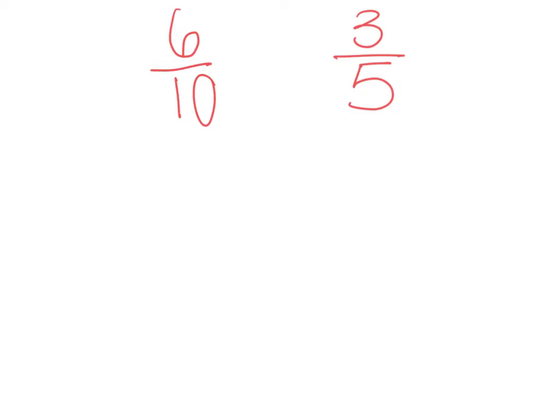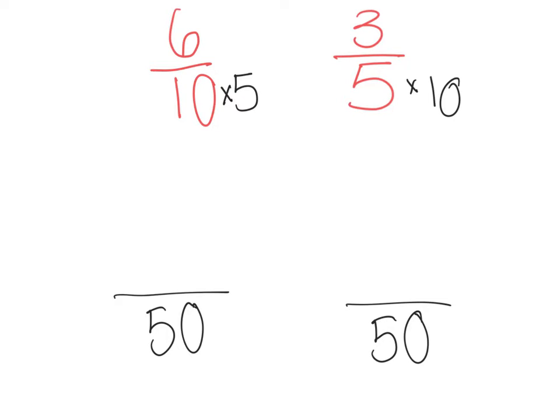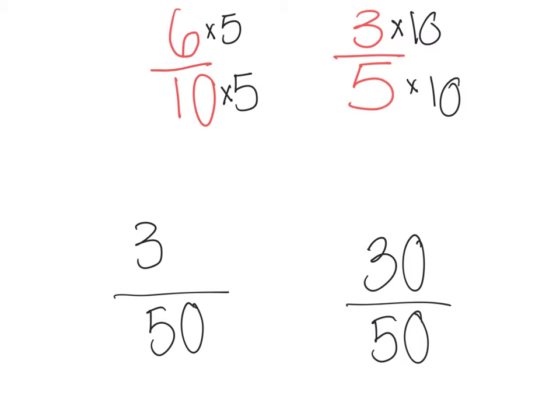Next, we have 6/10 and 3/5. So I'm going to go ahead and multiply by the opposite denominator to get a common denominator. So 10 times 5 and 5 times 10, which gets us a common denominator of 50. Now I have to go back and adjust my numerator. I multiplied 5 times 10, so I have to multiply 3 times 10, which gives me 30. And then 6 times 5, because I multiplied 10 times 5. So 6 times 5 is also 30, which tells me that these are equal, because 30/50 is equal to 30/50.